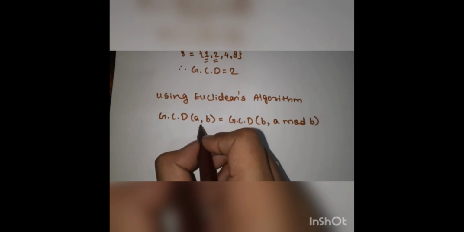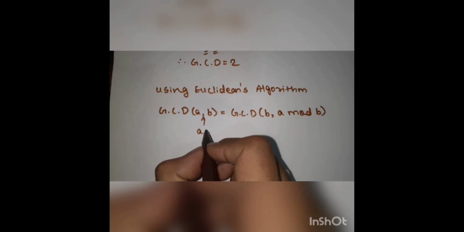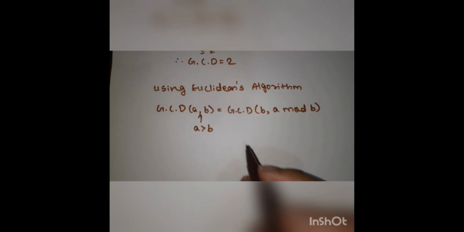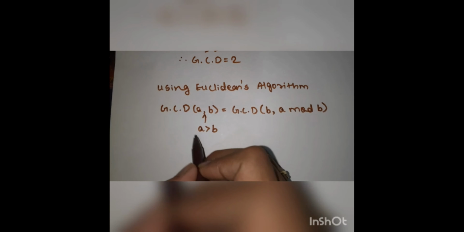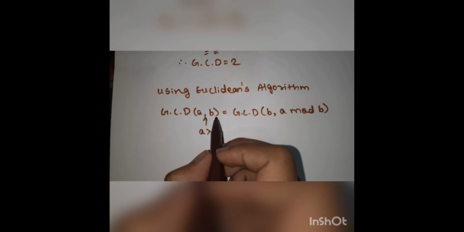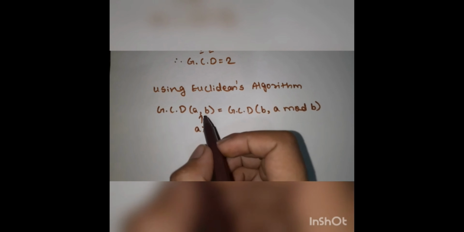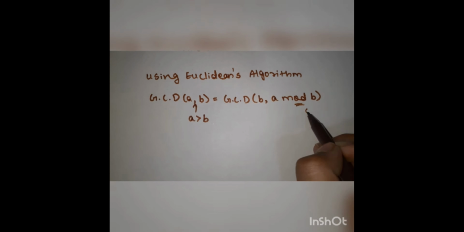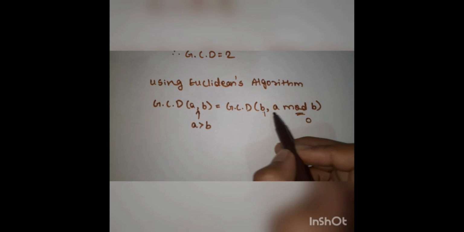Now there are two conditions, that is if we consider A greater than B. But if A is smaller than B, then we can swap it and make it as GCD of B comma A. And this process will continue till this part becomes 0. Then we'll get the GCD as the first parameter, that is B.